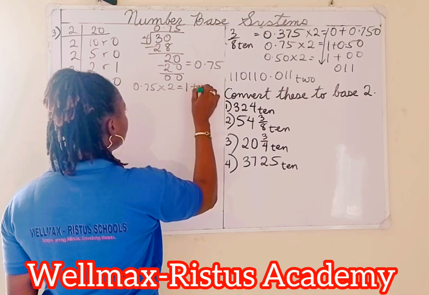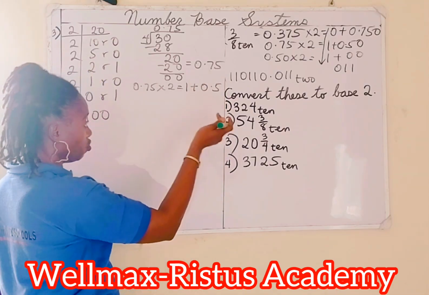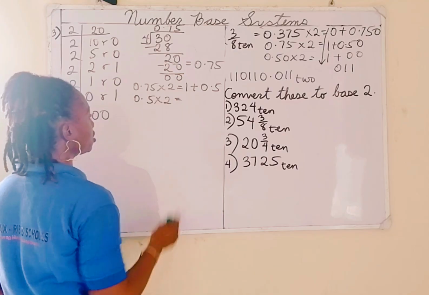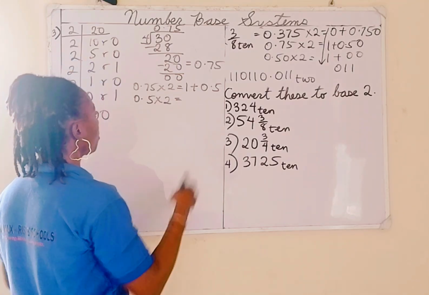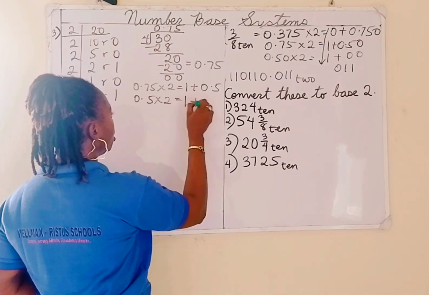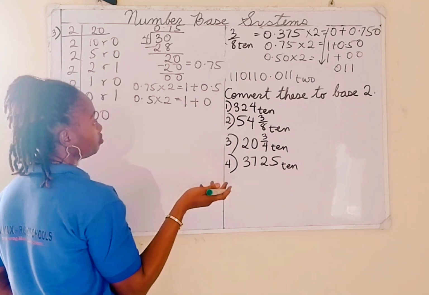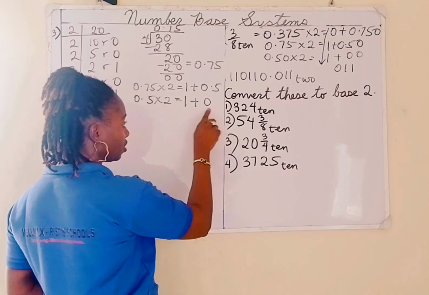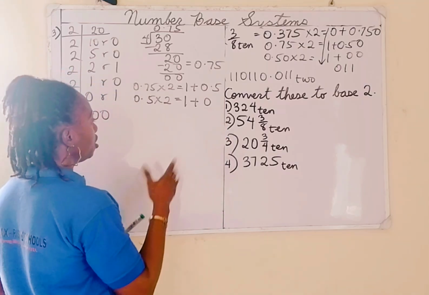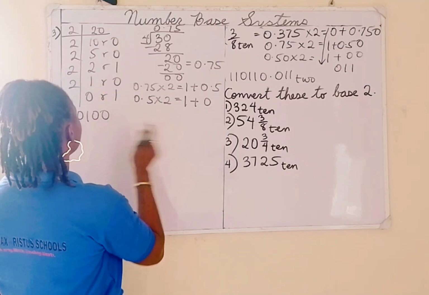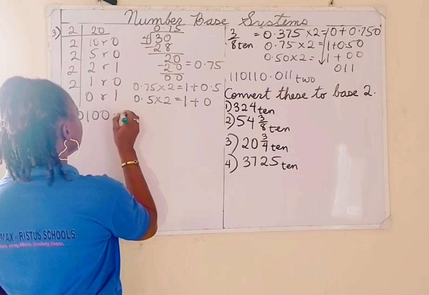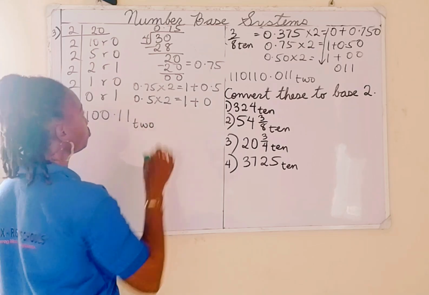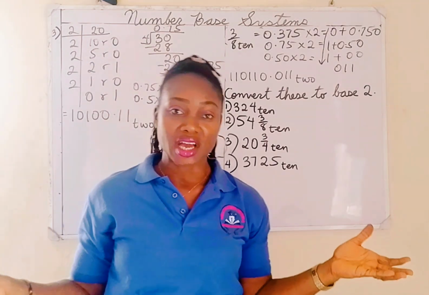1 plus 0.5, because that's the remainder of 1. Then 0.5 times 2 gives us 1 plus 0, isn't it? And I think that's the final answer, because we have 0 here as the remaining number. So from here we now have 101.00.11 in base 2. And there you have it for question 2.